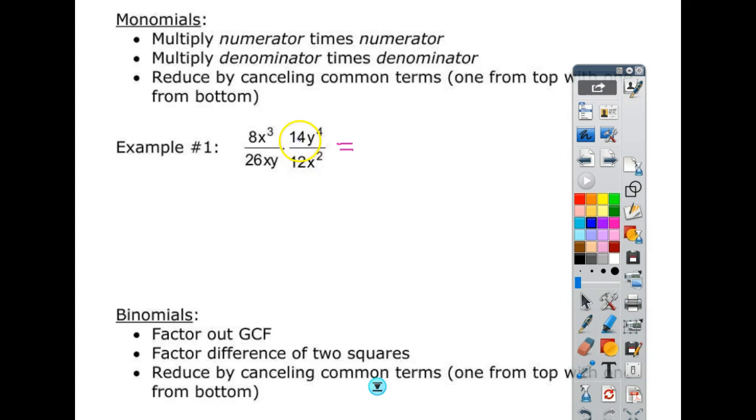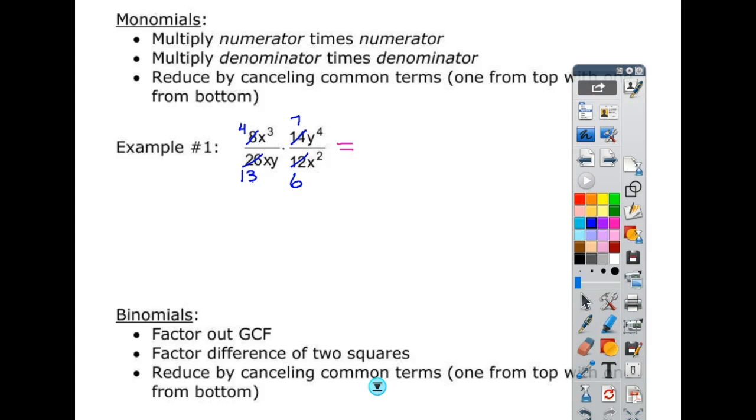Like I see that 14 twelfths can reduce to what? What can 14 twelfths reduce to? 7/6, okay? Now, what is 8/26 reduce to? What will they both divide by? They're both even numbers. They'll both divide by 2, okay? So 8 divided by 2 is 4. 26 divided by 2 is 13.